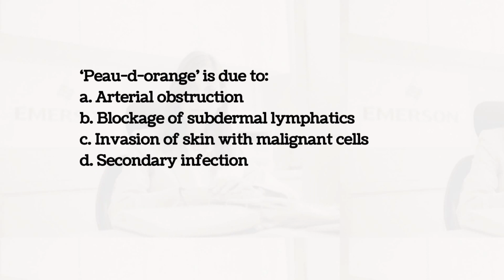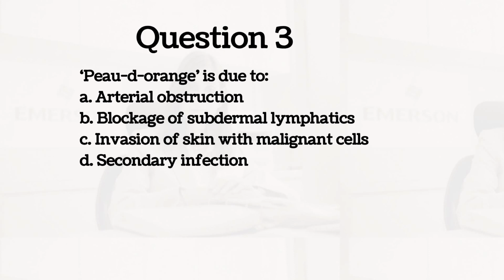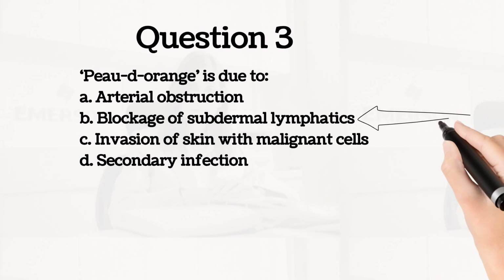Question 3: peau d'orange is due to A. Arterial obstruction, B. Blockage of subdermal lymphatics, C. Invasion of skin with malignant cells, D. Secondary infection. The answer here is B. It's not due to arterial obstruction or secondary infection, and it's certainly not due to invasion of skin with malignant cells, but due to subdermal lymphatics blockage. That's the reason why we have peau d'orange.